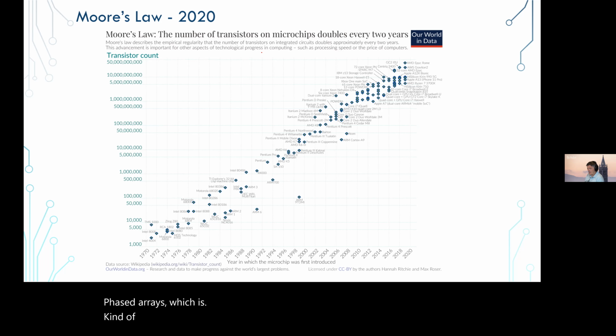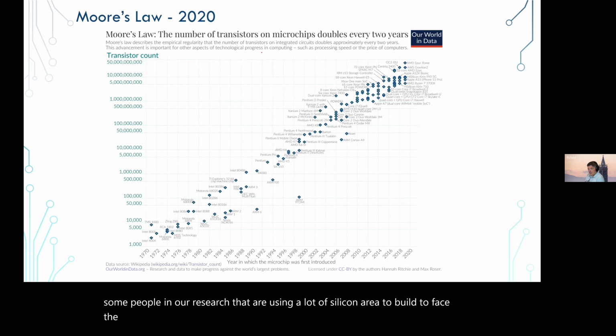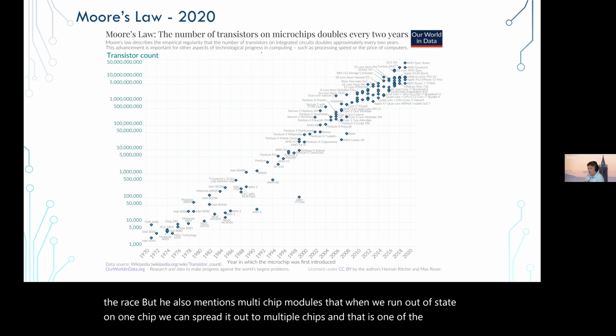We did not end up building phased arrays, although there are some people in our research that are using a lot of silicon area to build phased arrays. But he also mentions multi-chip modules, that when we run out of real estate on one chip, we can spread it out to multiple chips. And that is one of the big trends that we see nowadays.